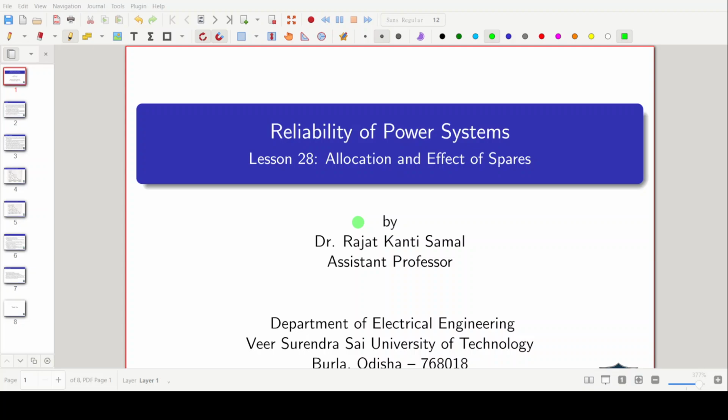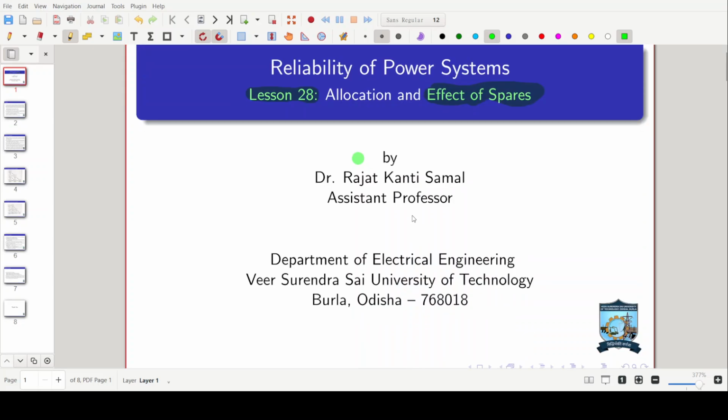Okay. So now that we have discussed the plant and station availability as well as the unavailability of various auxiliary systems, we will now discuss lesson 28, which is the effect of spares. So how many spares should exactly be available?